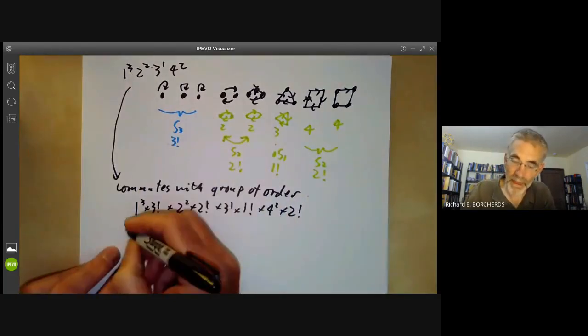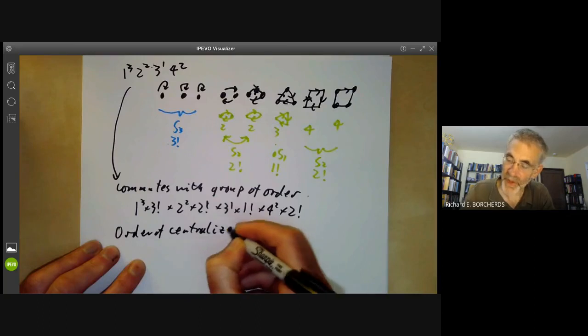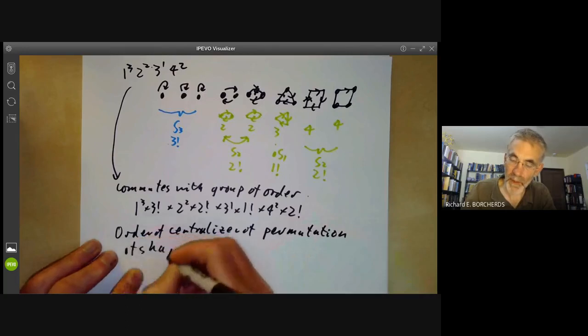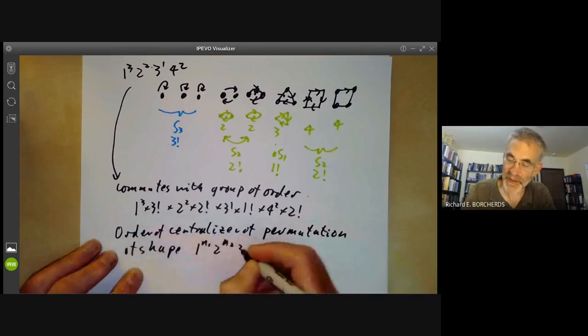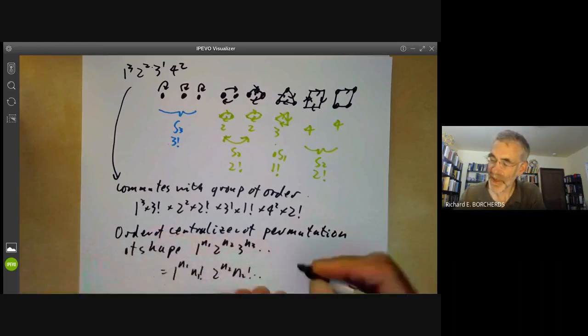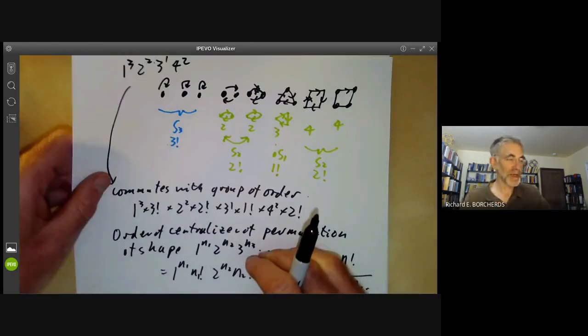So the order of the centralizer of a permutation of shape 1 to the n1, 2 to the n2, 3 to the n3, and so on, is just 1 to the n1 times n1 factorial, 2 to the n2 times n2 factorial, and so on. So the size of the conjugacy class is equal to n factorial divided by 1 to the n1 times n1 factorial, 2 to the n2 times n2 factorial, and so on. So this gives us an easy way to work out the size of every conjugacy class.